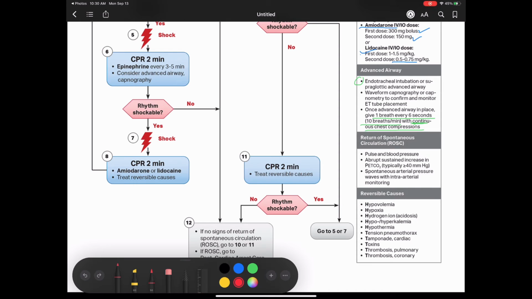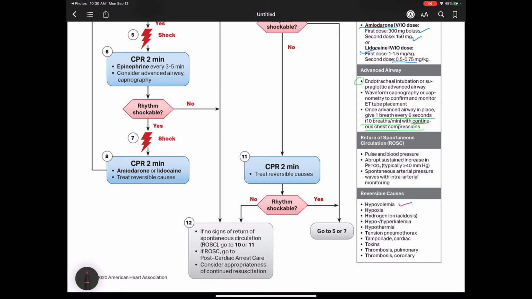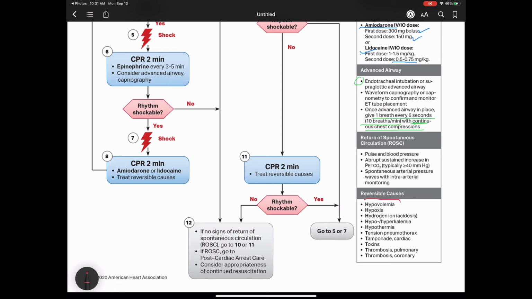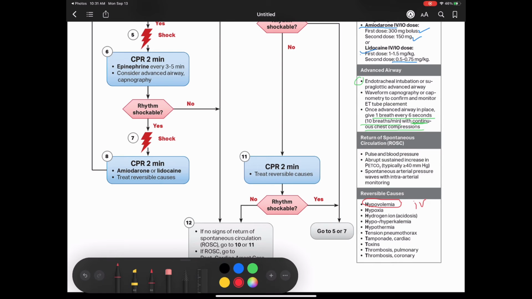So how are you going to know that it's hypovolemia? When patient's blood pressure is low. And how do you treat it? For hypovolemia, you have to give intravenous saline, or you can also in some cases give lactate solution, Ringer's lactate. Hypovolemia correction is done via intravenous route.